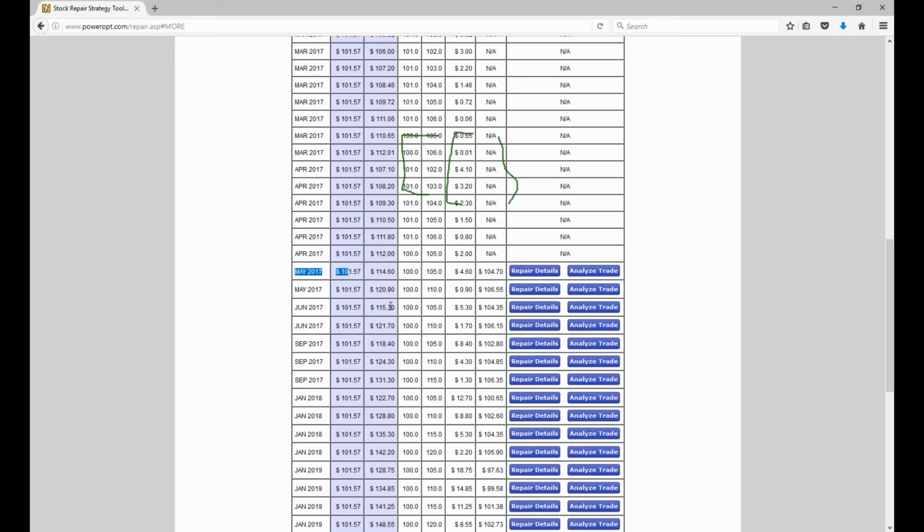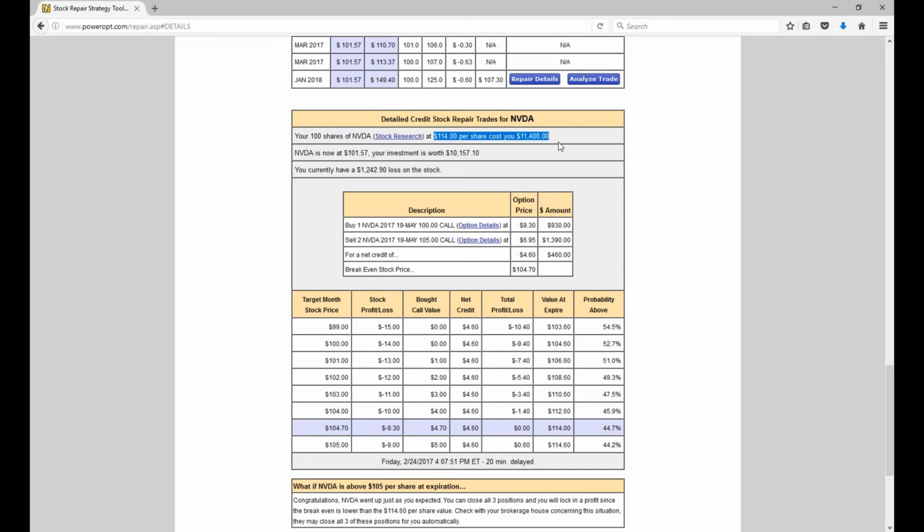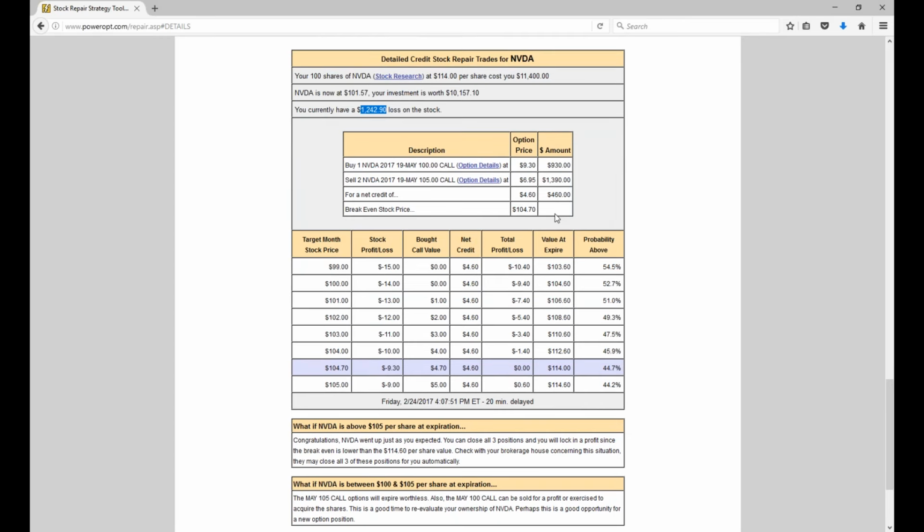I'm going to take this first one, the May series, and first I'm going to click on Repair Details. Now this gives us a breakdown of the repair that was found for us. So we know we had a cost basis of $11,400, $114 per share for our 100 shares. Of course, NVIDIA is at 101.57. We currently have a loss of $1,242.90 for 100 shares.